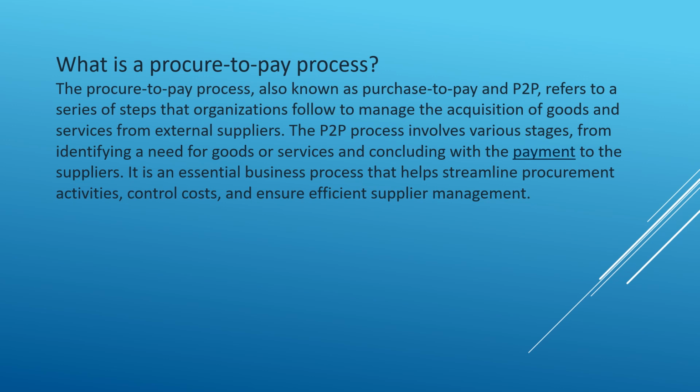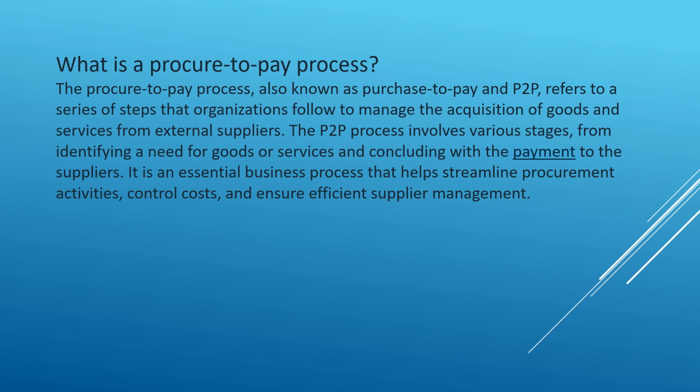The procure to pay process, also known as purchase to pay or P2P, refers to a series of steps that organizations follow to manage the acquisition of goods and services from external suppliers. The P2P process includes various stages, from identifying a need for goods or services to concluding with payment to the suppliers. It is an essential business process that helps streamline procurement activities, control costs, and ensure efficient supplier management.